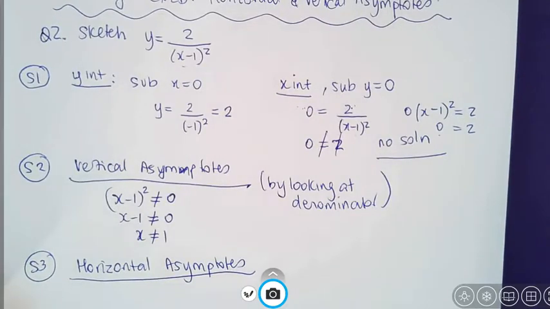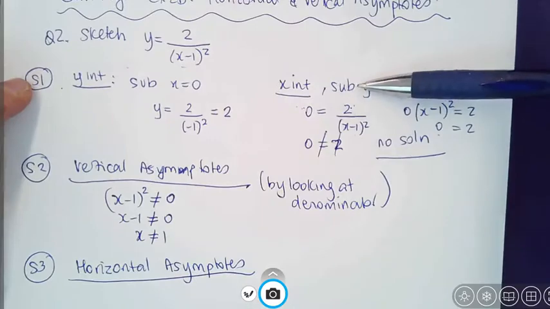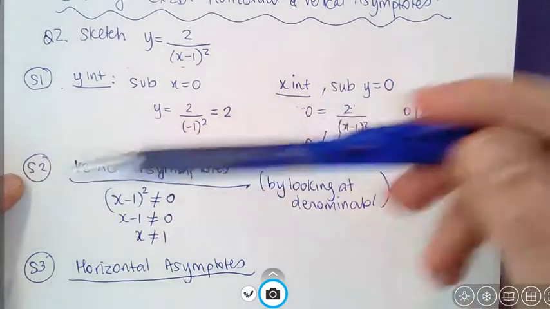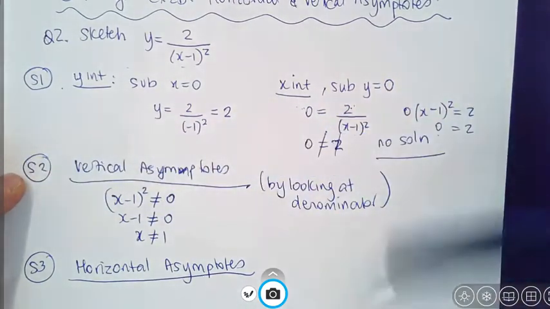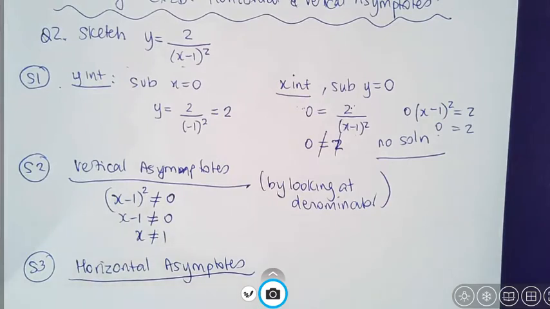Now, I know you're probably going to think, why can't I just do a table of values? I could, but when we come to more difficult equations, we have to follow these steps. Always y-intercept, find the x-intercept if you can. Second, step 2, vertical asymptotes, by looking at the denominator. What values can the denominator not take on? Then we've got horizontal asymptotes.